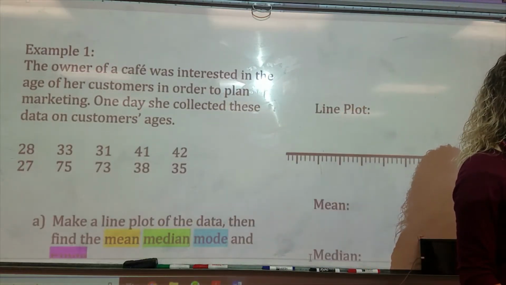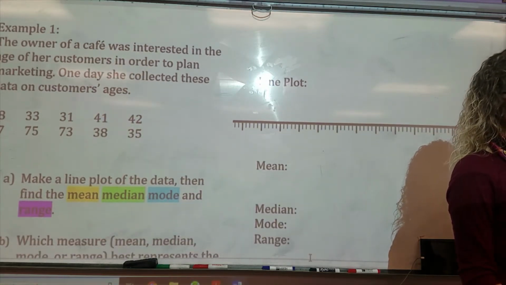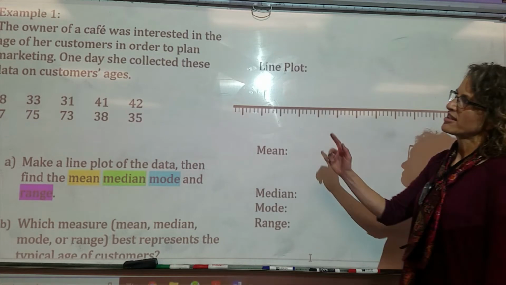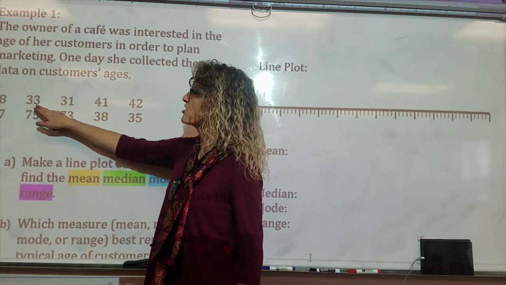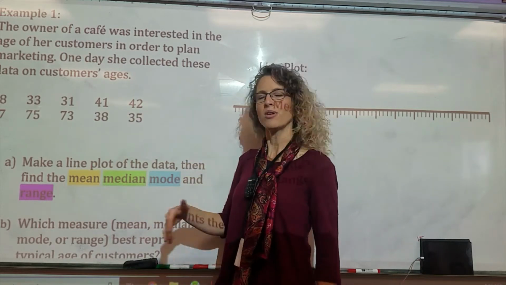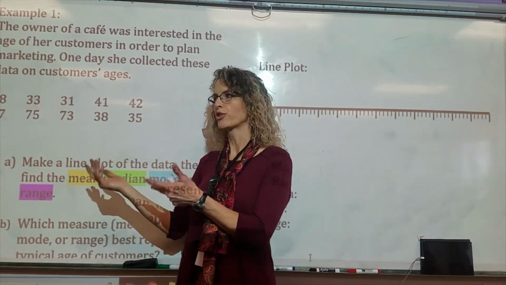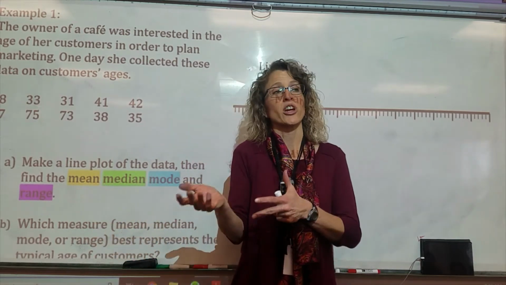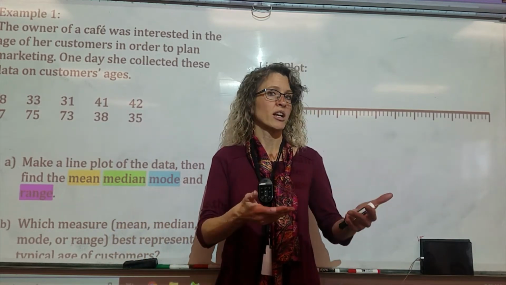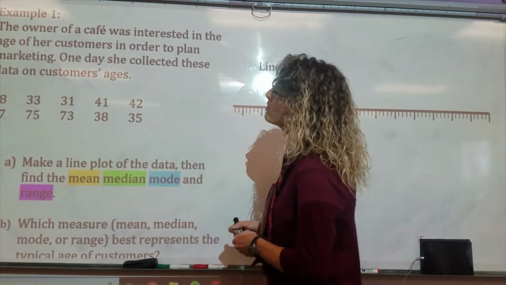So we're going to take some data and study mean, median, mode, and range of all of these numbers. This is ages of customers in a cafe. She collected all these and she wants to understand, what's my median age? Am I getting younger customers in my store? Am I getting older customers? If I'm getting older customers, maybe I should market menu items that appeal to an older customer. So that's why it's important to know who's coming in.